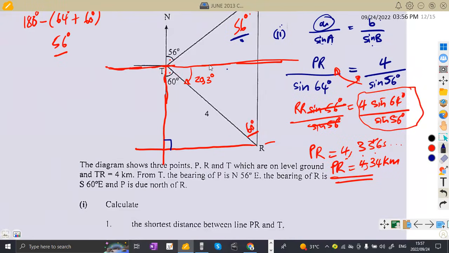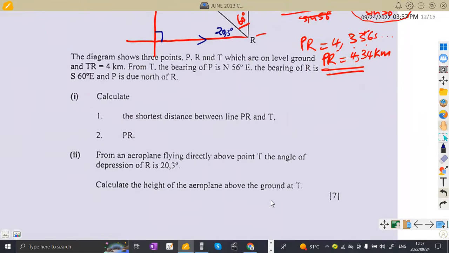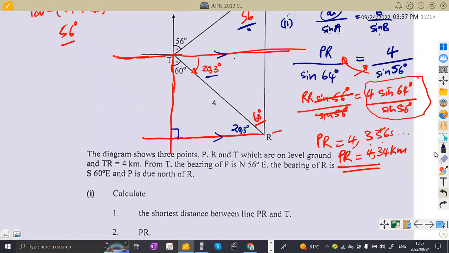Because these two lines, the vertical lines, never meet, this will make them parallel. So this 20.3 is going to be written here as 20.3 degrees. The question is to calculate the height of the aeroplane above the ground of T. What is this distance? You can just put this as H.